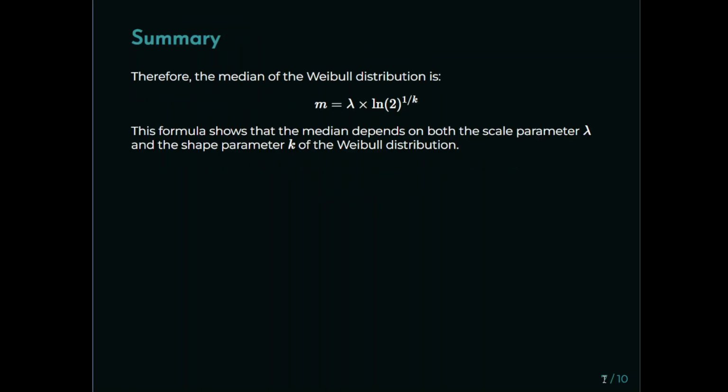So that is it. Therefore, the median of the Weibull distribution is m equals lambda times log of 2 to the power of 1 over k. So the median depends on both the scale parameter lambda and the shape parameter k of the Weibull distribution. Okay, that's it. We'll leave it there.